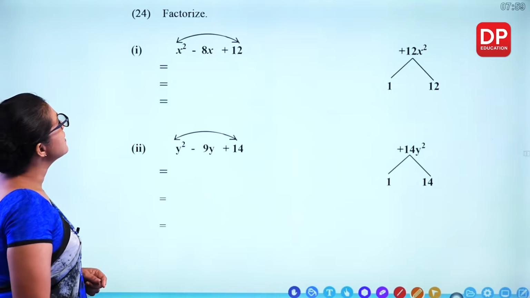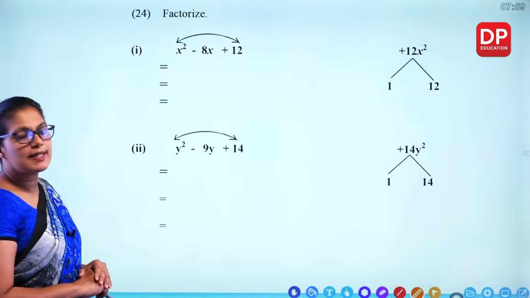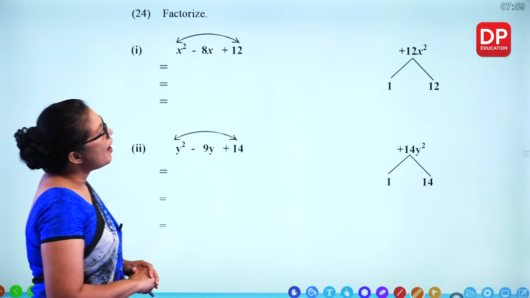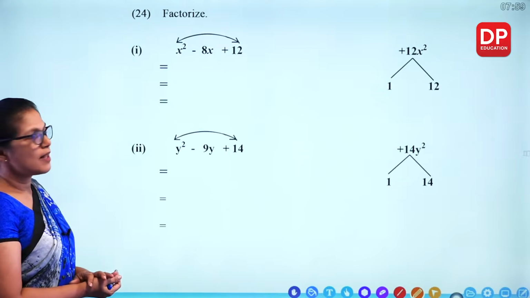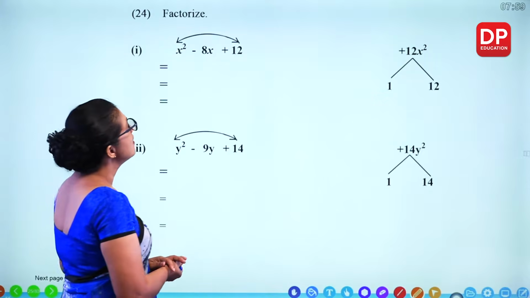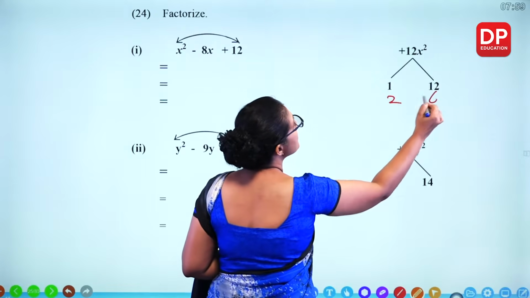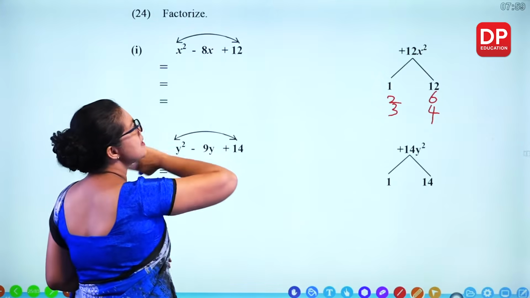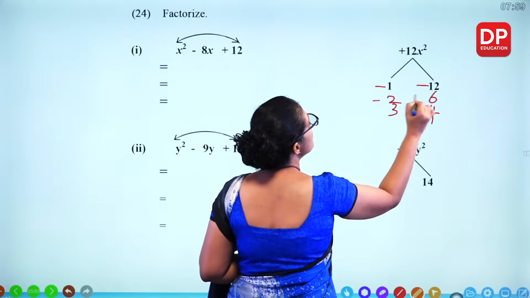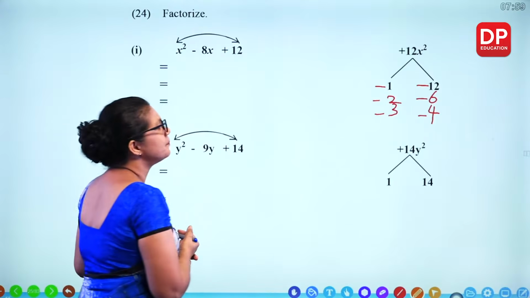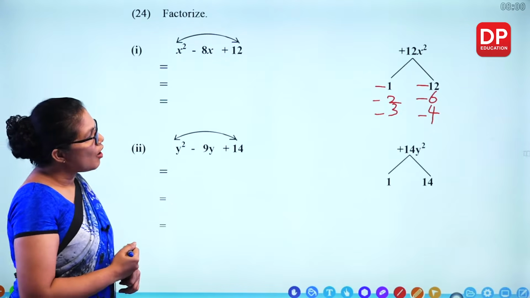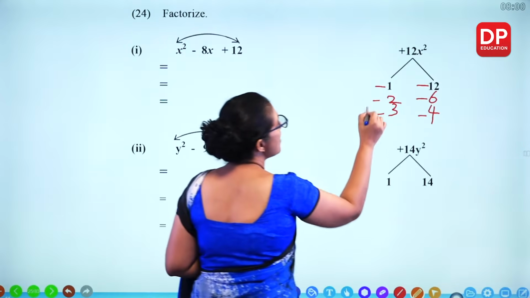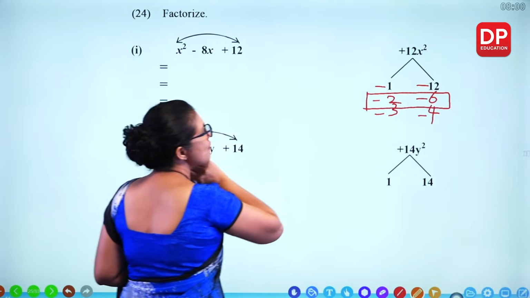Now we'll apply that in these examples. Middle term is negative, but the last term is positive. 12x squared, 1 and 12, just one factor. What are the other factors? 2 with 6, 3 with 4. This is plus, but the middle term is negative, means you need to take both negatives. Minus 8, how do you get minus 8? Minus 2 and minus 6. So these are the two appropriate factors.